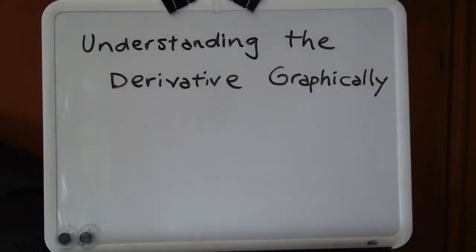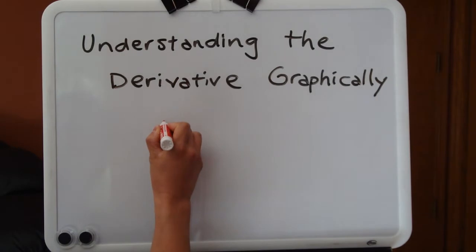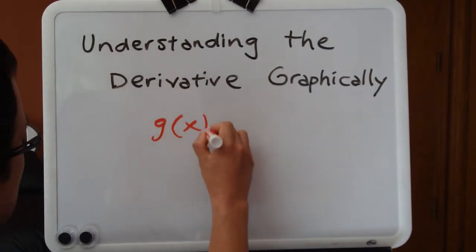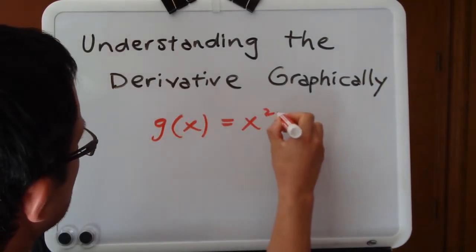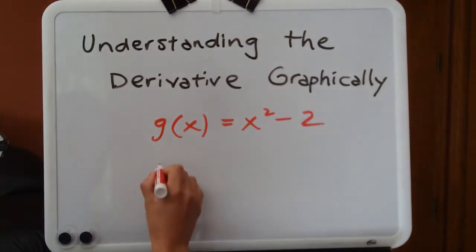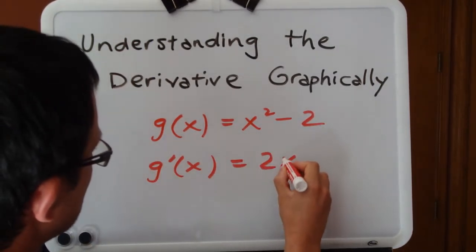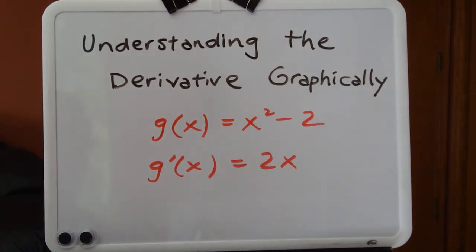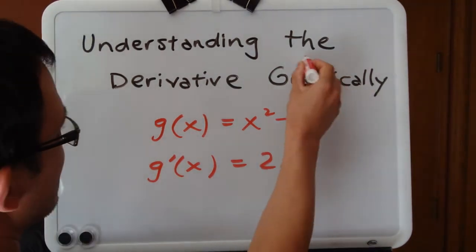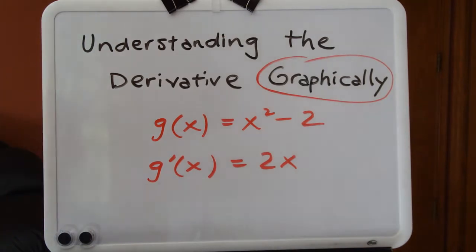Okay, this lesson is about understanding the derivative concept from a graph. So if you remember the last lesson that we looked at, we had a function like g of x equals x squared minus 2. And then we went through some work and found that g prime of x is equal to 2x. So this lesson is all about understanding this connection, but from a graphical point of view.